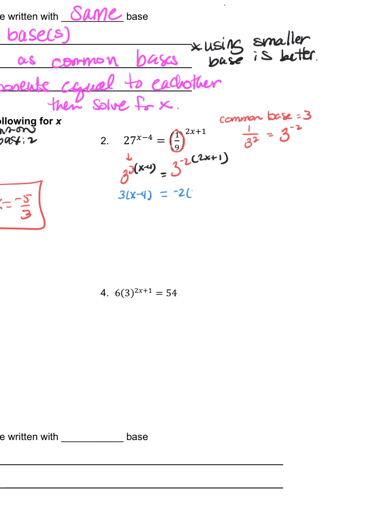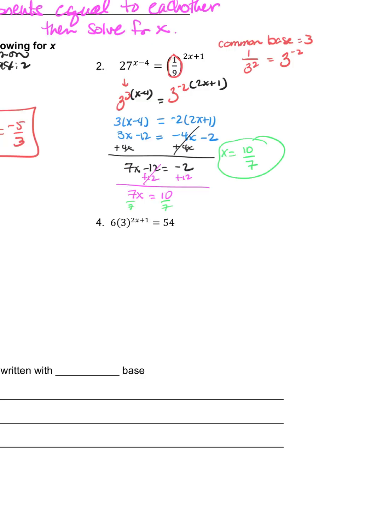Equals negative 2 times 2x plus 1. So I'll pause the video, come back and check. Okay, so I'm doing your math and solving for x. I got x equals 10/7. Okay, so try to show the steps there so you can see it.